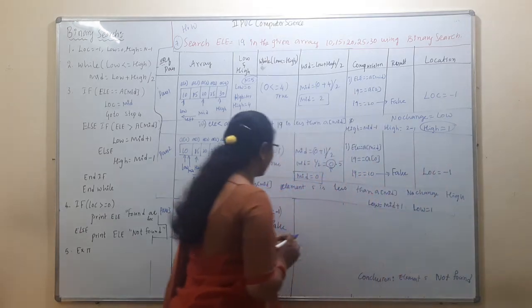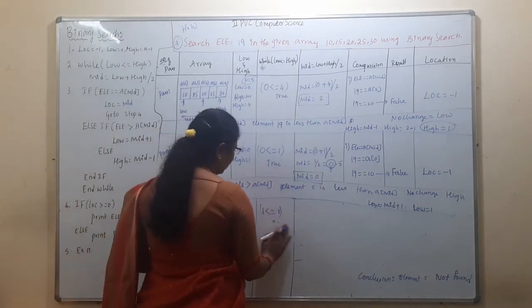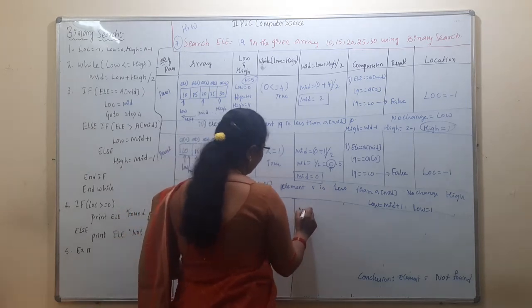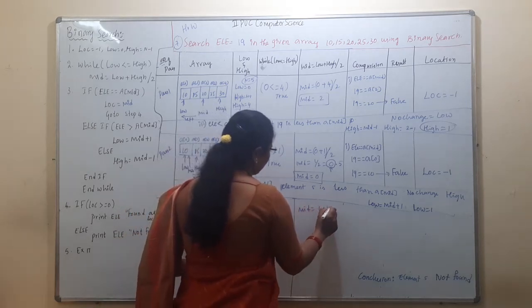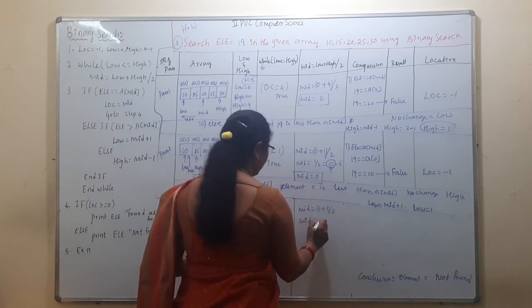If you want, you can try, students. Now the value 1 is less than or equal to 1. The condition is true. See here, mid equals 1 plus 1 divided by 2. Mid equals 1, you will get.